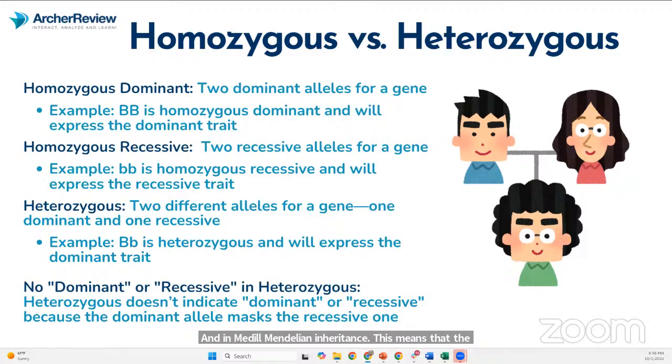Okay, so if you see big B, little b, the visual outcome of that is going to be the dominant trait. That's the heterozygous version. And that's why heterozygous doesn't say heterozygous dominant or heterozygous recessive, because in Mendelian inheritance, we know that the dominant trait is what's going to be expressed.